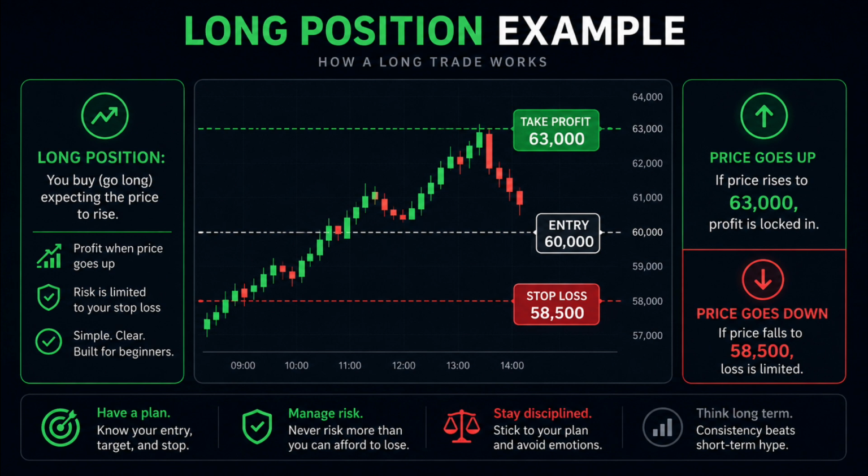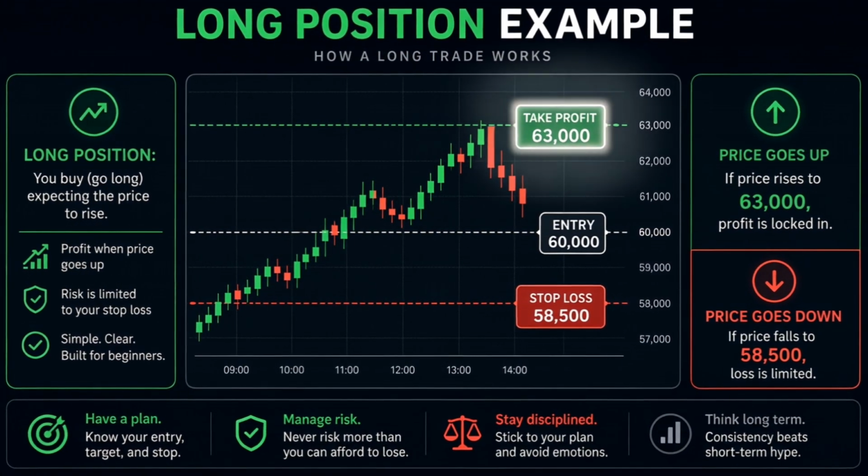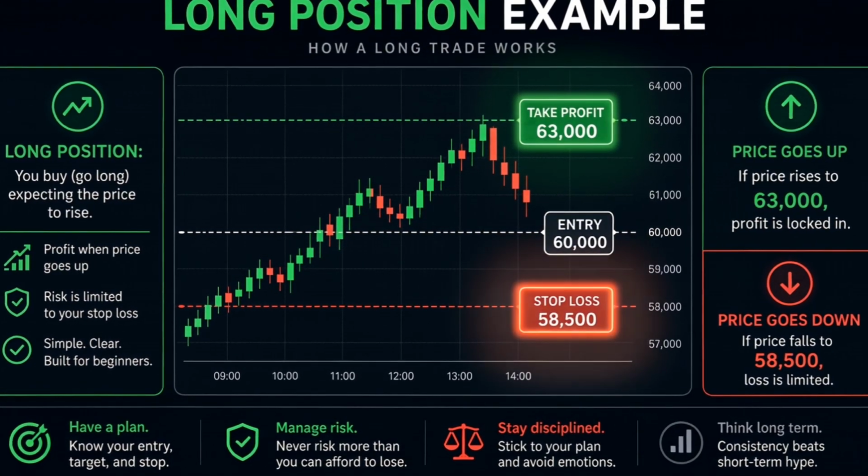For example, imagine Bitcoin is at $60,000 and you open a long position. You may set a take profit at $63,000. That means if the price reaches $63,000, the trade can close and lock in profit. But you may also set a stop loss at $58,500. That means if the trade moves against you, the position can close before the loss becomes larger. So TP and SL are not about predicting the market perfectly. It is about having an exit plan before the trade becomes emotional.